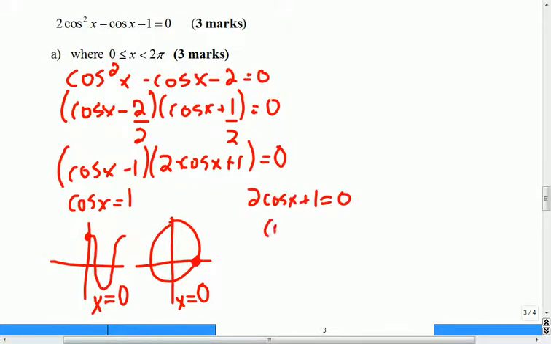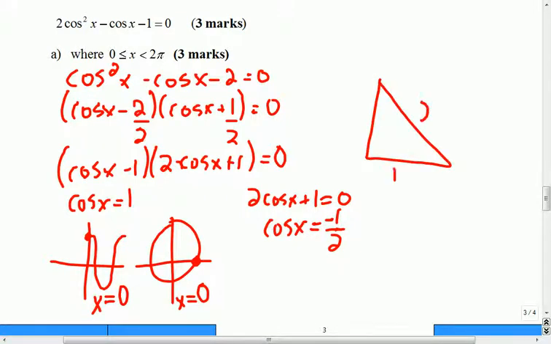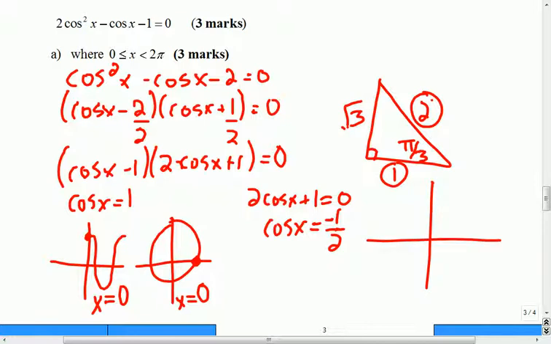So I'm looking for where cosine x equals negative 1/2. And the triangle that I'm talking about then would have to have a 1 and a 2 in it. So it would have to be this one. And pi over 3 is the one with the adjacent and hypotenuse. So that'll be my reference angle. If I'm negative and cosine, this one is a negative. So it's going to be in quadrants 2 and 3. That means this is 2 pi over 3. And this is 4 pi over 3.